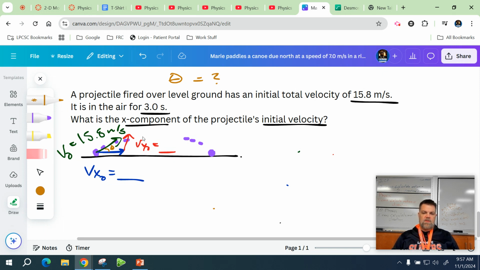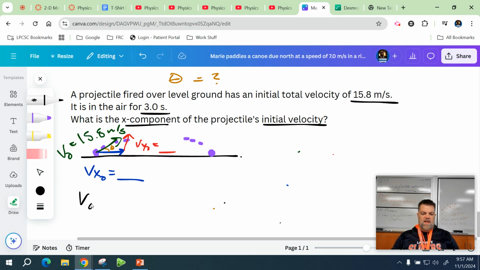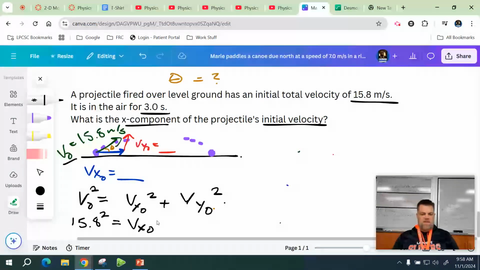So one thing that I can do is I know that there's a relationship that v naught is equal to the square root of v sub x naught squared plus v sub y naught squared. I'm going to leave it like this. Well, I know what this is, so that's 15.8 squared. I don't know what this is, but I think I can figure out what Vy is.